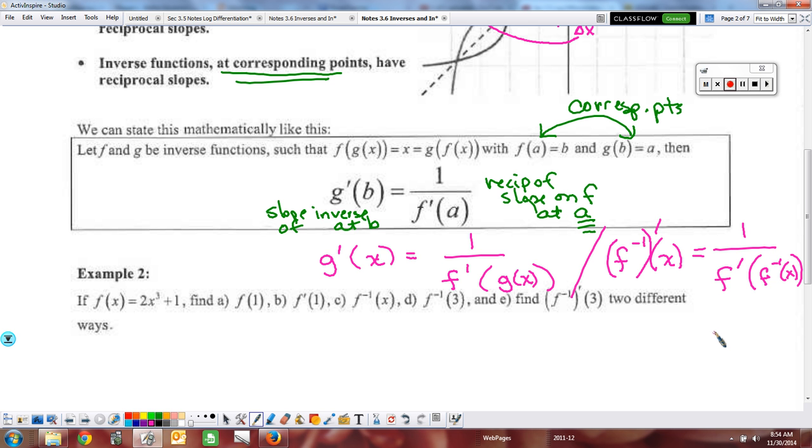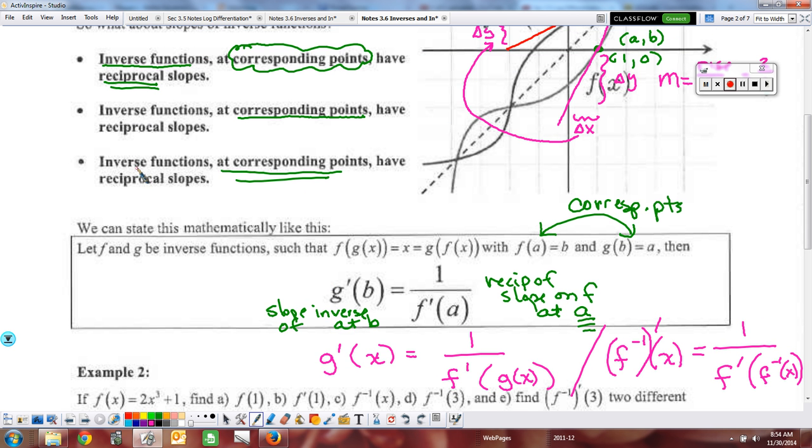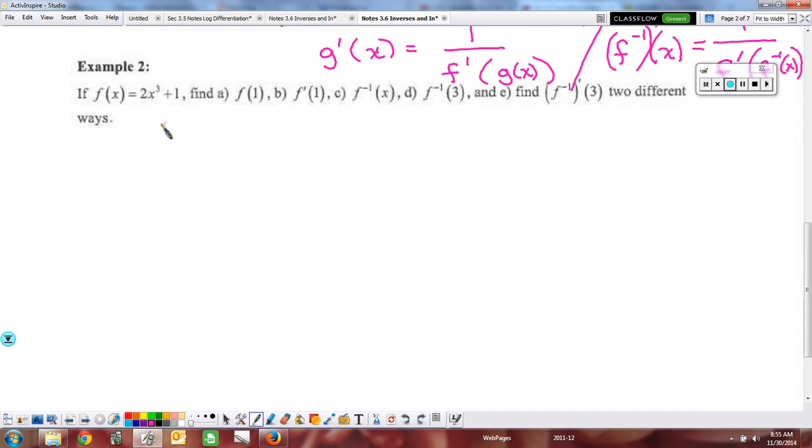So I think this is a confusing formula, mostly because of the notation. But all you have to remember when you are doing these problems is that the derivatives of the inverse function, the slopes at corresponding points, are reciprocals of each other. All right, so let's take a look at a couple of examples and see what happens here.